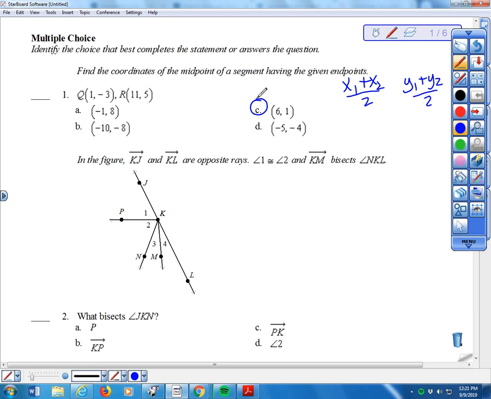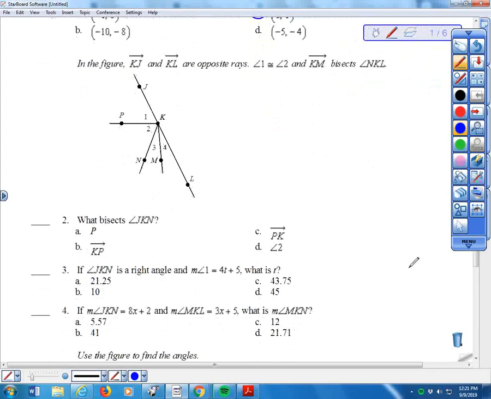All right, next one. Anytime you're given information, I would encourage you to mark it on the drawing. So if KJ and KL are opposite rays, that just tells me this is a straight line. Angle 1 and angle 2 are equal. And then KM is this ray here, and it bisects angle NKL, which tells me angle 3 and angle 4 are equal. Right? So I've marked everything I can, so let's go figure out what bisects JKN.